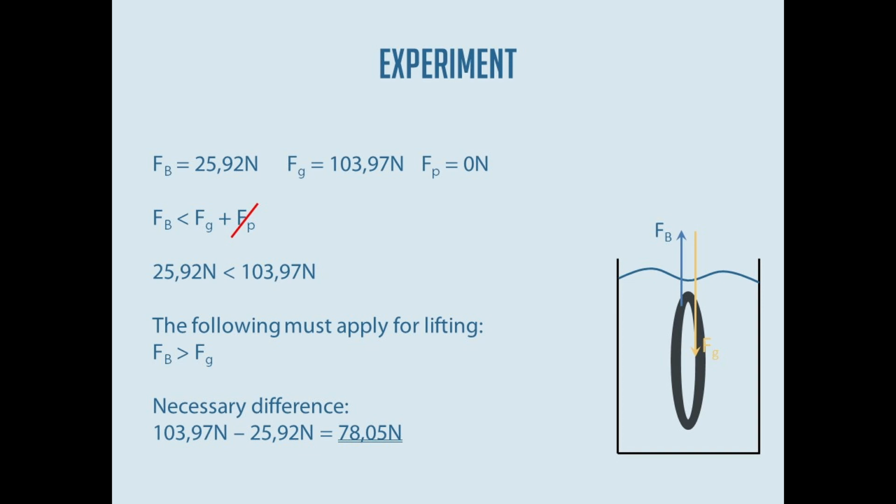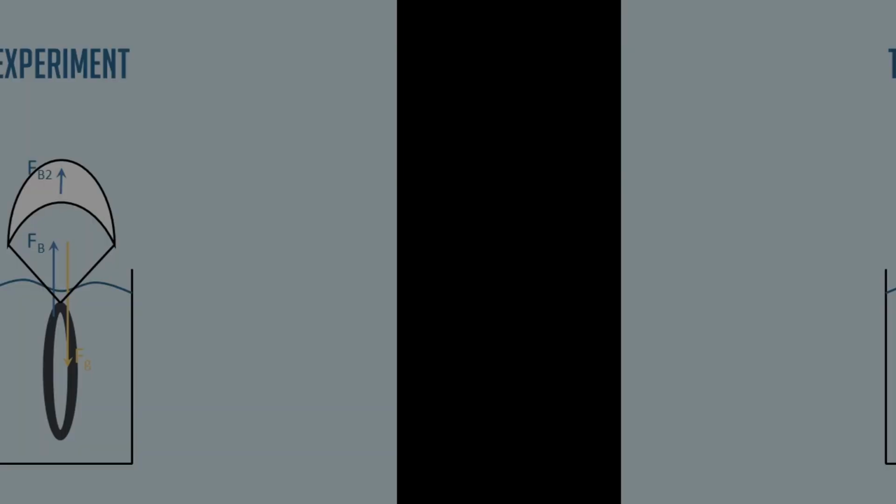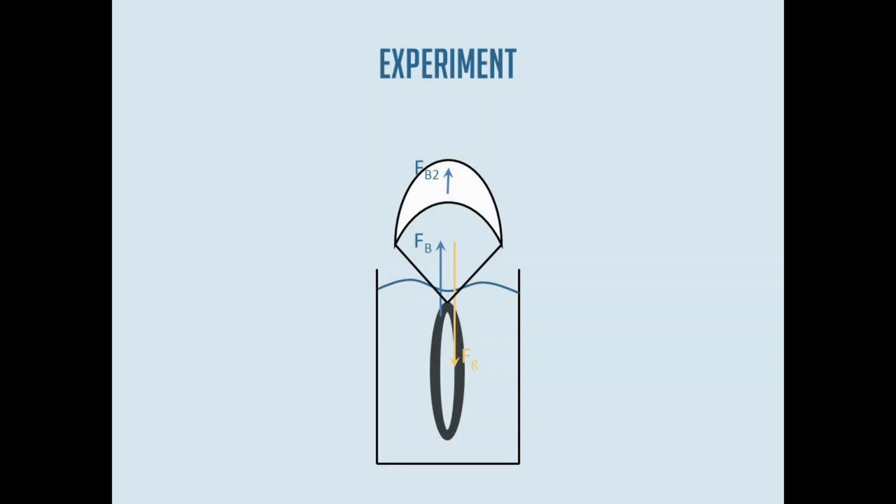To lift the weight belt now, we have to generate a buoyant force with the lifting bag that is greater than the weight force of the weight belt. As the weight belt already has a buoyant force and this is also effective, we do not have to generate the whole 103.97 Newton, only the difference of 78.05 Newton. We can see the whole thing again here in the schematic drawing.